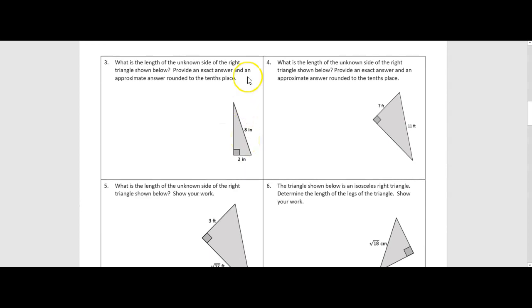Number 3. What is the length of the unknown side of the right triangle below? We again need to provide the exact answer and an approximate answer rounded to the 10th place. I'm going to label my hypotenuse. Remember, that's across from the right angle. So this time it is given. It is 8 inches. I'm going to label my unknown side as x.